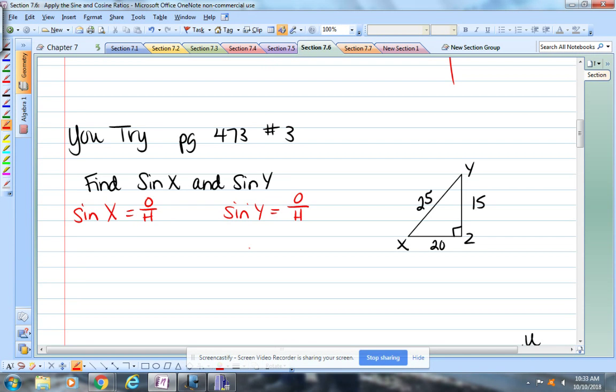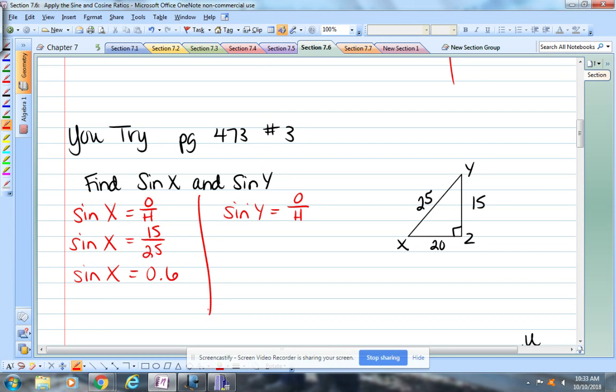All right, help me out, please. What is the length of the leg that is opposite from angle X? 15 over what's the length of the hypotenuse? And what'd you get for 15 over 25? That's a nice one. It's exactly 0.6. Raise your hand if you got 0.6 for sine of X.